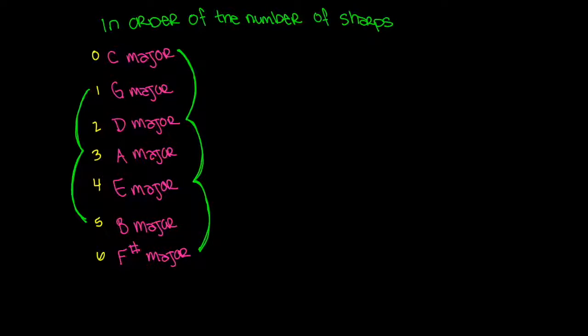Now we're going to talk about what exact sharps are in each one of these. If we list out the sharps, I know that G major has 1 sharp, and it is F sharp. D major has 2 sharps, F sharp and C sharp. A major has 3 sharps, and they would be F sharp, C sharp, and G sharp. Hopefully by now you're starting to see a pattern where we keep everything that we had previously, and we're simply adding another sharp.